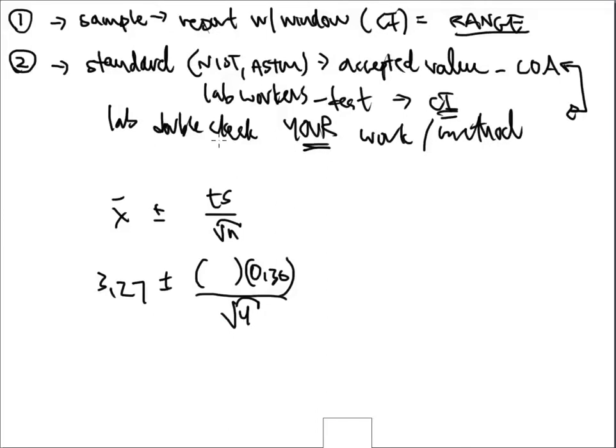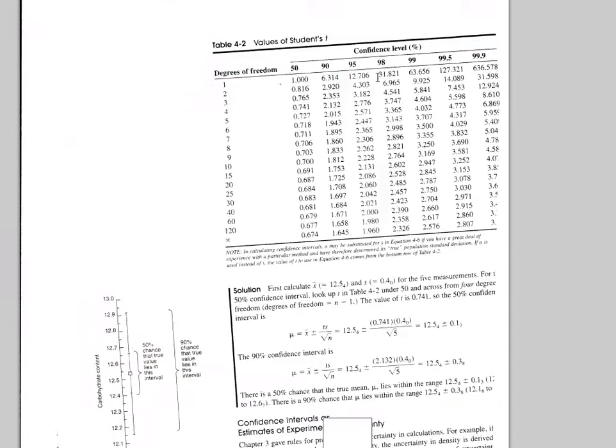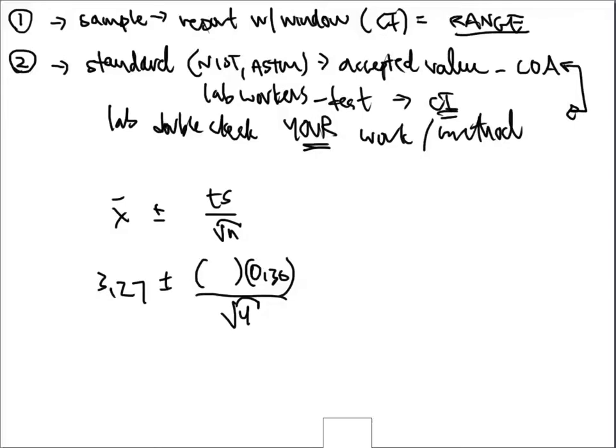So I need my student t number. Here in the problem, notice it didn't really say. It just says, does it agree with the answer? It doesn't give me a confidence interval to go by. So by default, I do what? 95. So I'll go to the 95 column. Here we are. There's 4 measurements. So 4 minus 1 is 3 degrees of freedom. So I go to 3 and I come over to 95. And it looks like the number that I used here is 3.182. So 3.182 goes in for my student t.